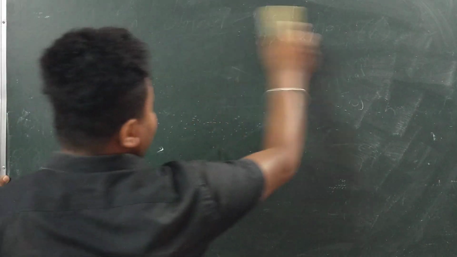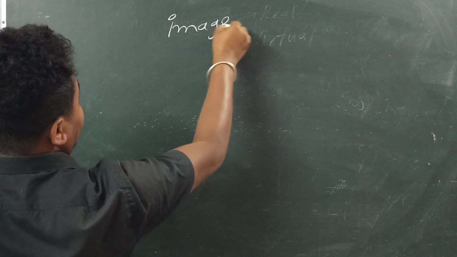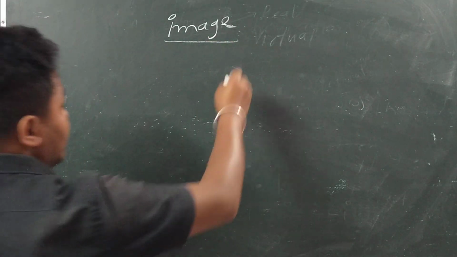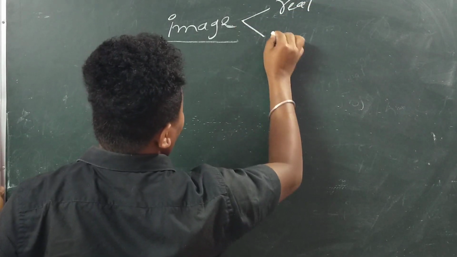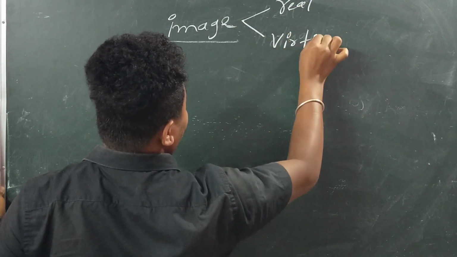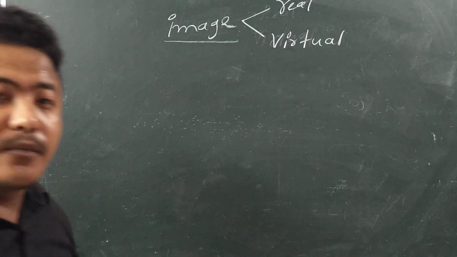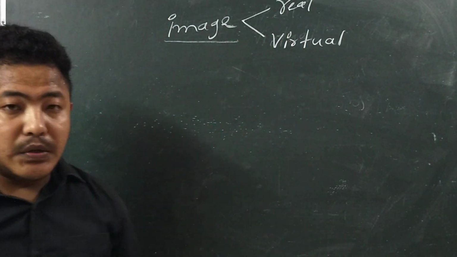Next, we'll come back to the most important part that you should know very clearly, that is image. Image has a fantastic definition. Image can also be classified as real image and virtual image. As we classified the object, image can be classified into two types: real image and virtual image.